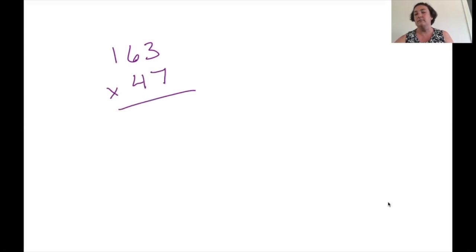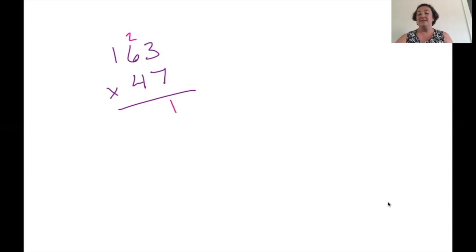Okay, so when we are talking about multi-digit multiplication, we are going to be using the traditional algorithm. So when we are talking about, say, 163 times 47, it's going to look like that. That's our traditional algorithm. When we do our multiplication, we're going to start by multiplying by the ones. So 7 times 3 is 21. I'm going to put down my ones and I'm going to carry my tens.